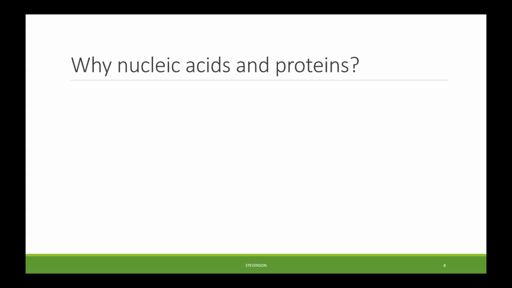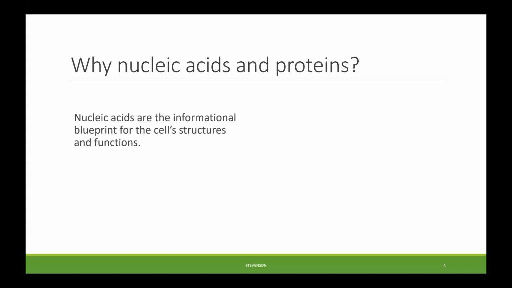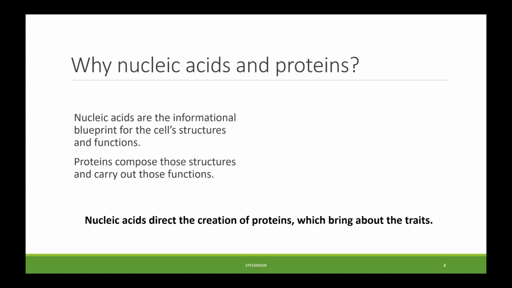Well, you may remember from Chapter 2 that nucleic acids are the informational blueprint for the cell, and one of the main nucleic acids is DNA. DNA tells the cells of the body how to make the physical structures that it needs and how to carry out its functions. And then proteins are what make up those structures and carry out those functions. So the nucleic acids are like the brains of the operation, and then the proteins are what take the action. So to summarize, nucleic acids direct the creation of proteins, and the proteins are what bring about the organism's traits.